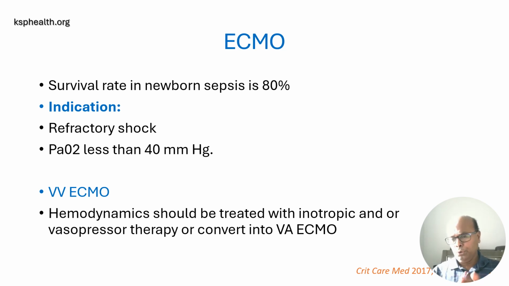As you all know, there are two kinds of ECMO. One is VV ECMO and the other is VA ECMO. VV ECMO means venovenous ECMO, so blood comes from a central vein and goes back to another vein. In VA, the blood comes out of a vein and goes into the arterial system. This is called VA. When we do a VV ECMO, hemodynamics should be treated with inotropic or vasopressor therapy, or converted into VA ECMO if the medication alone is not enough.